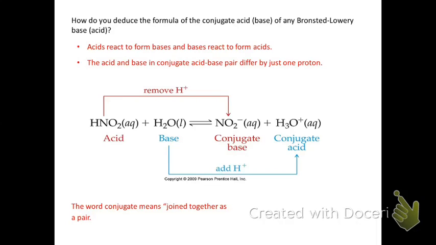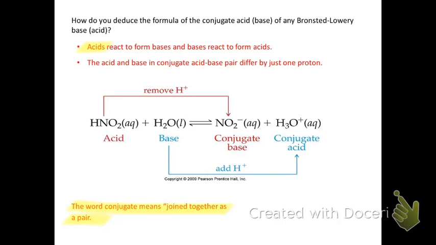Alright, so now what we're going to look at is what it means to deduce what is called a conjugate acid and base of any Bronsted-Lowry acid-base type of reaction. Okay, so first of all, I want you to note what the word conjugate means. The word conjugate means joined together as a pair. Okay, joined together as a pair. So what we have going on here is to always remember this simple thing.